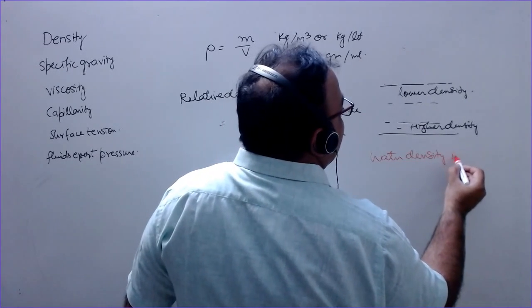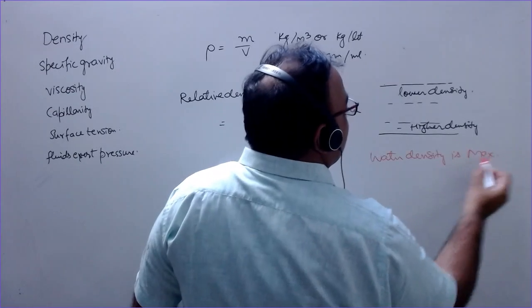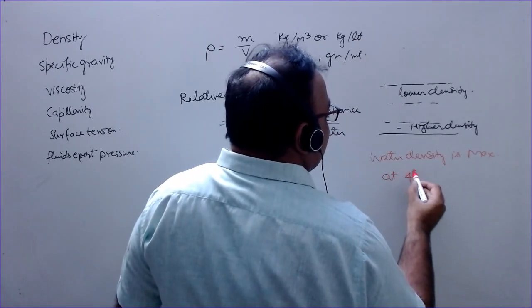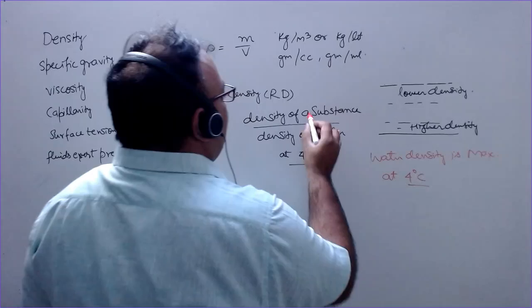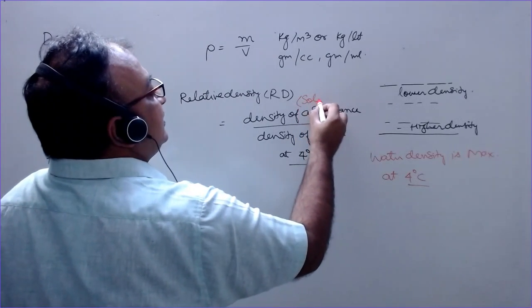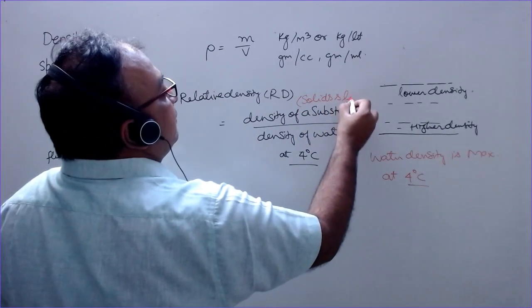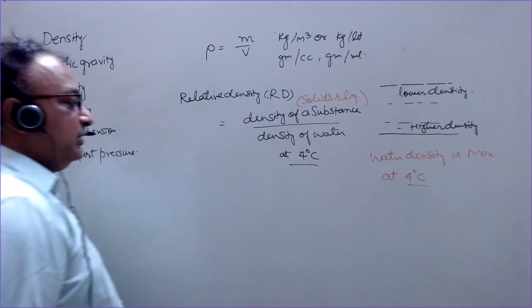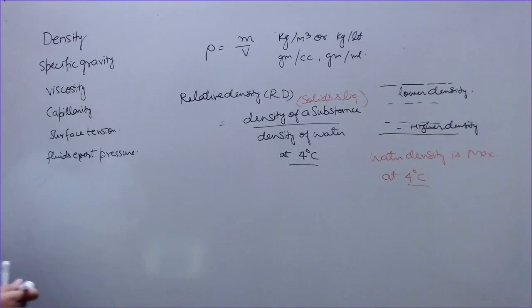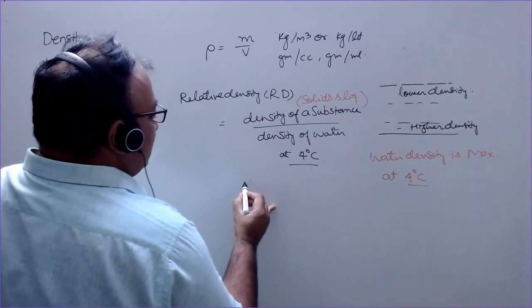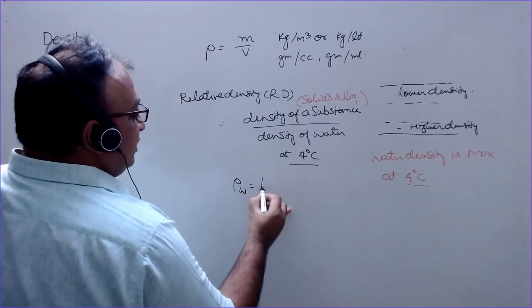Water density is maximum at 4 degrees Celsius, and this is for solids and liquids. Density of pure water is approximately 1000 kilogram per meter cube.